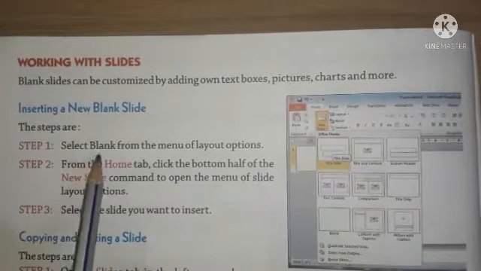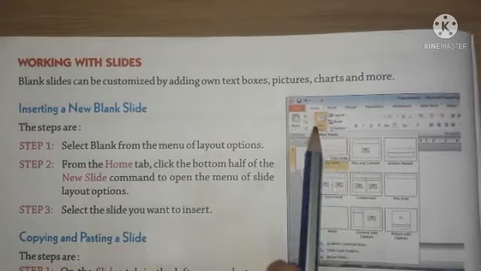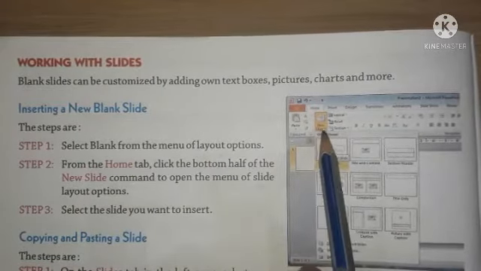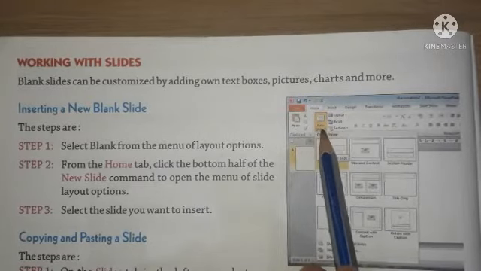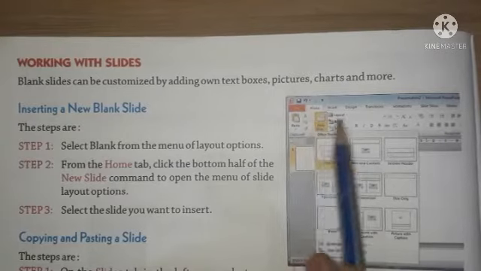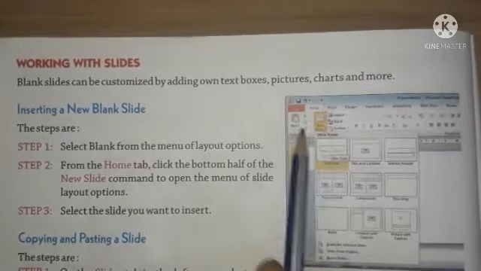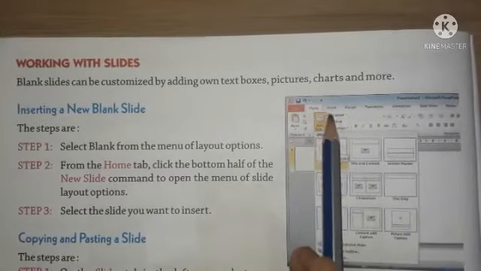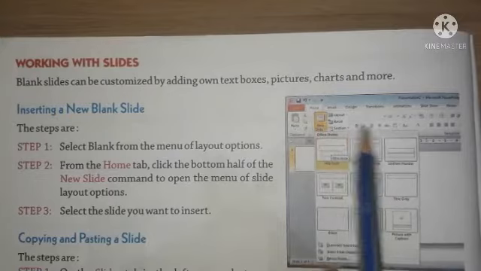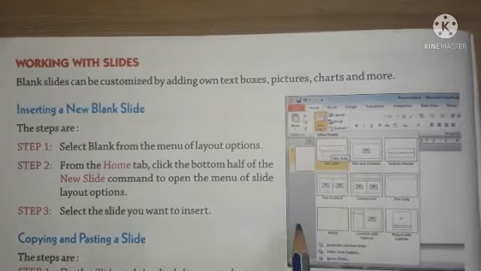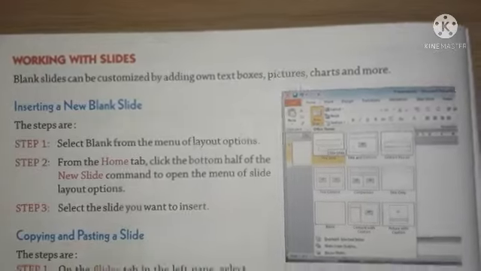Step number 1 is select blank from the menu of layout option. In this layout option you will get the new slide option. Click on the new slide option. Okay, and this slide layout is in the home tab. So in home tab you will get the layout option. In layout option here it is given new slide. So click on the new slide, and where you want to add, click on that option. The slide will be added at that position.